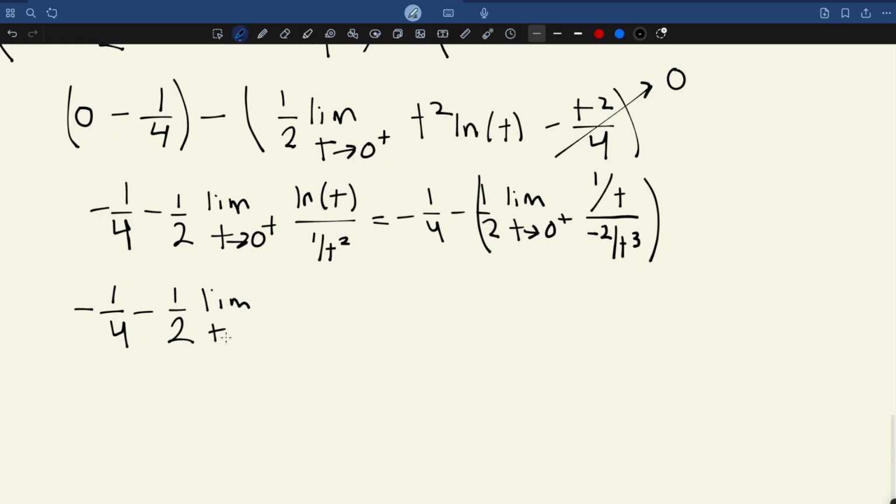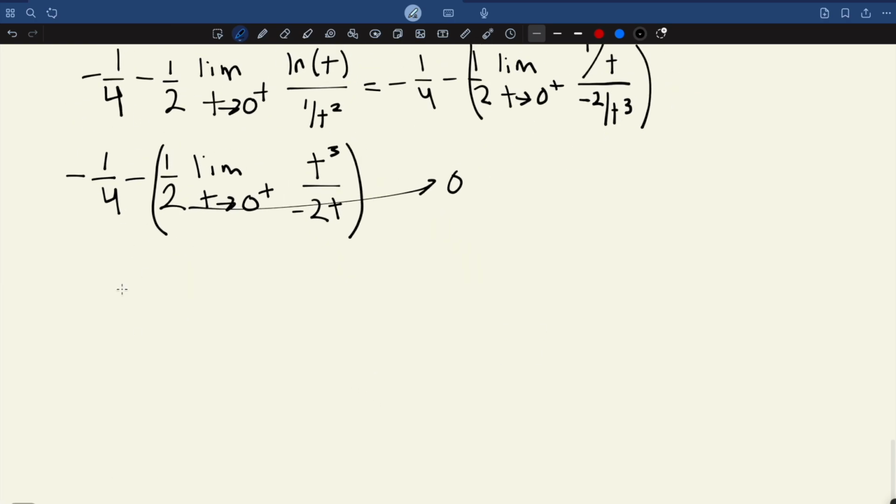So it'd be negative a quarter minus half of the limit as t goes to 0 from the right of t to the third all over negative 2t. Okay, and now after using L'Hopital's rule, we can take the limit. So the limit as t approaches 0 from the right of t cubed all over negative 2t would just be 0. All right, so this whole thing would go to 0.